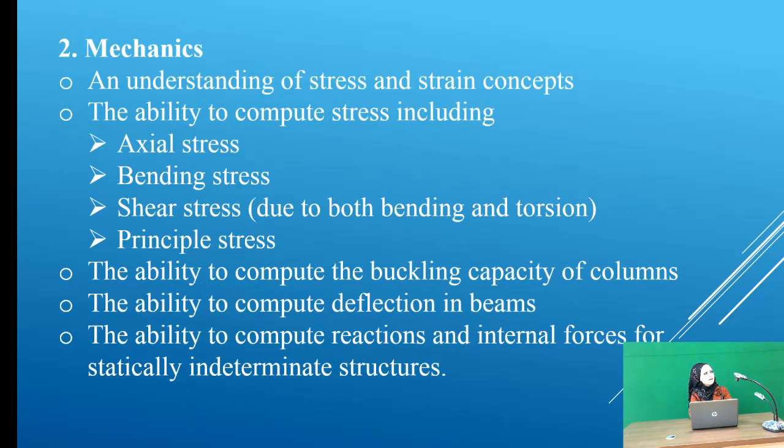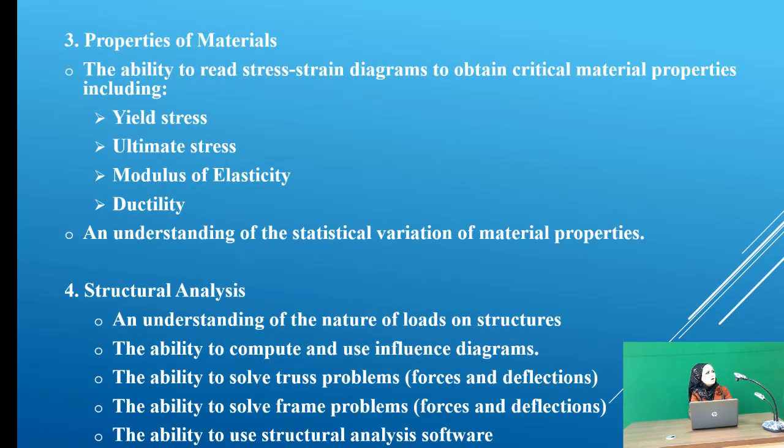The second concept is mechanics, which means an understanding of stress and strain concepts, the ability to compute stress including axial stress, bending stress, shear stress due to both bending and torsion, and principal stress, the ability to compute the buckling capacity of columns, the ability to compute deflection in beams, and the ability to compute reactions and internal forces for statically indeterminate structures. Then we should know about properties of material: the ability to read a stress-strain diagram to obtain critical material properties, including yield stress, ultimate stress, modulus of elasticity, and ductility, and an understanding of the statistical variation of material properties, which is so important to understand the behavior of the material.